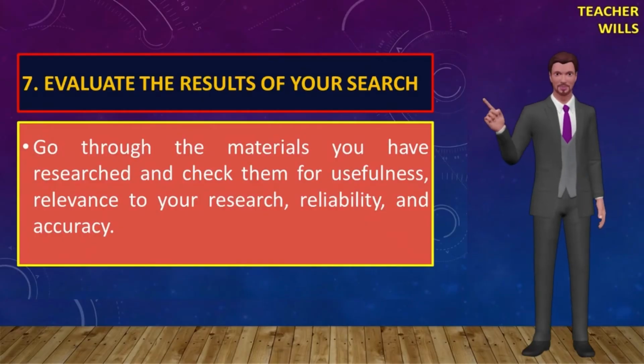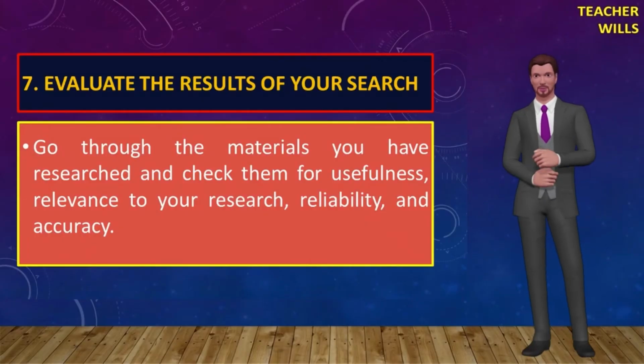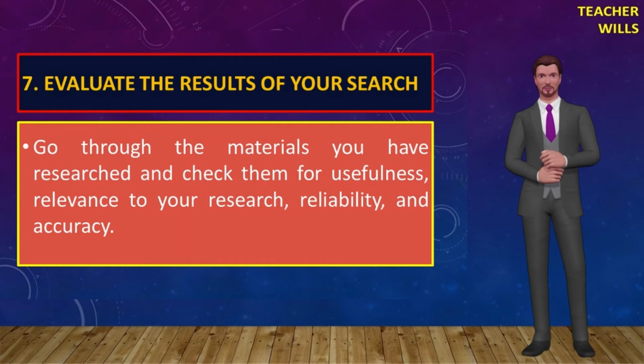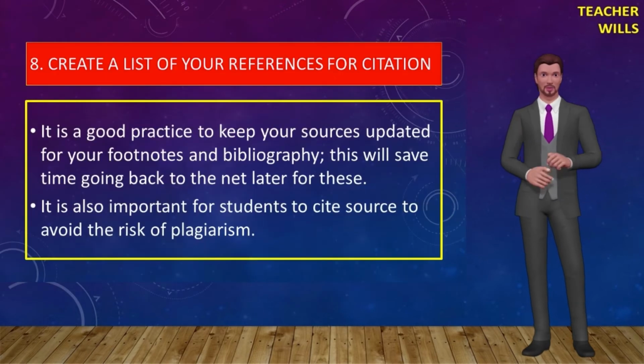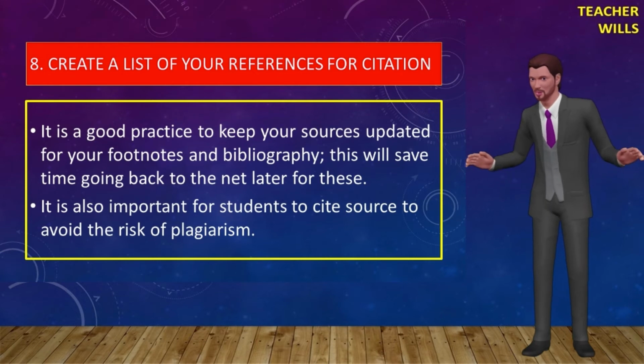The seventh step in making contextualized online search is to evaluate the results of your search. Go through the materials you have researched and check them for usefulness, relevance to your research, reliability, and accuracy. The last step is to create a list of your references for citation.